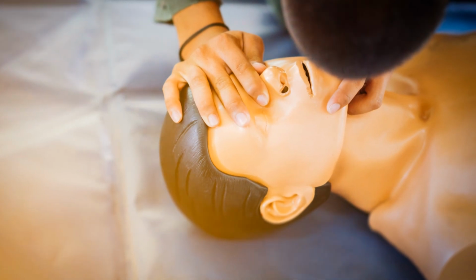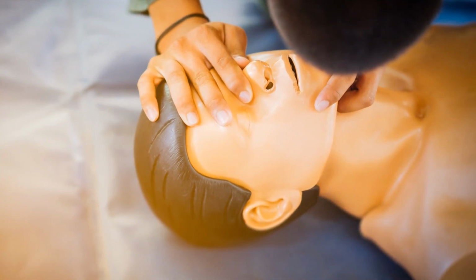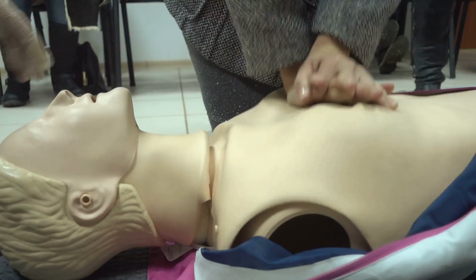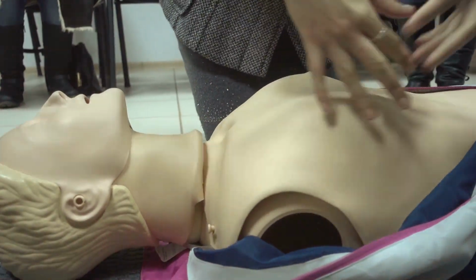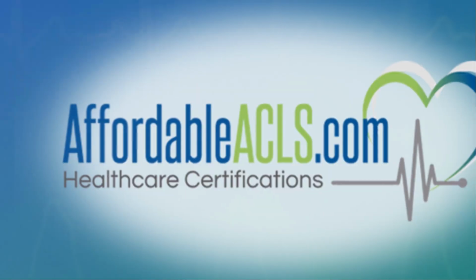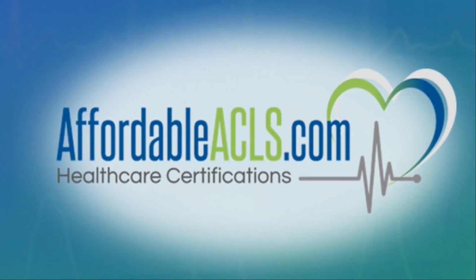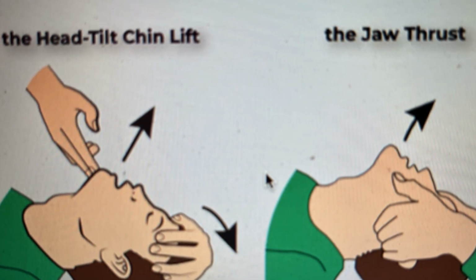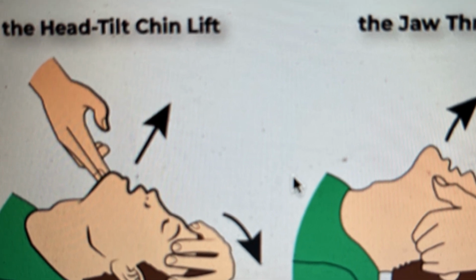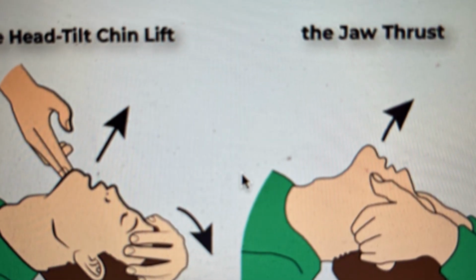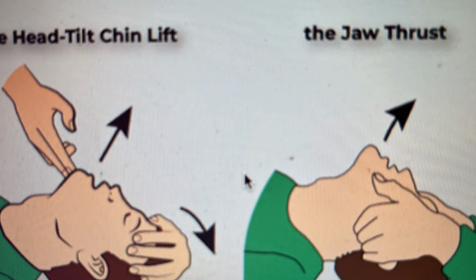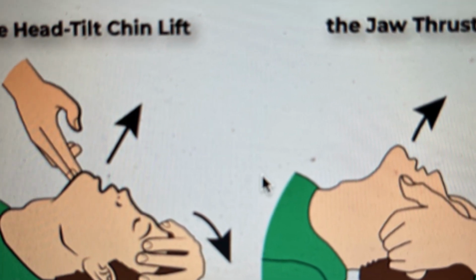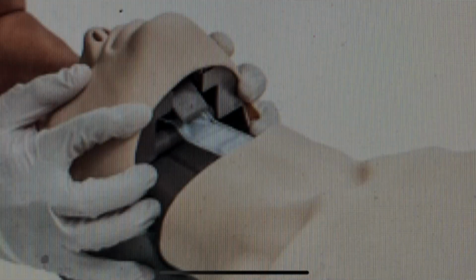The head tilt chin lift is a relatively simple technique, but it should be performed with care. Excessive force when tilting the head can cause spinal injury, especially in patients with suspected cervical spine trauma. In such cases, the jaw thrust maneuver is preferred. The head tilt chin lift maneuver is generally effective in opening the airway of unconscious patients without suspected cervical spine injuries. It is a fundamental skill that should be mastered by all healthcare providers involved in emergency care.